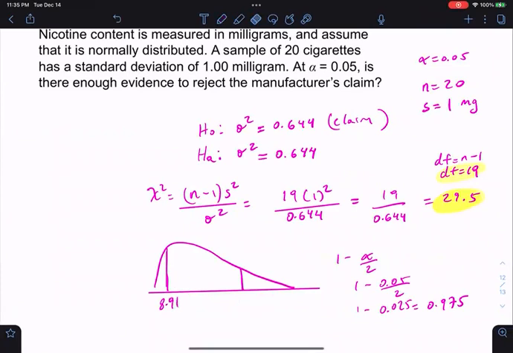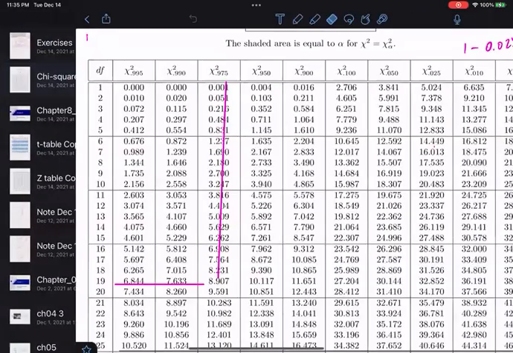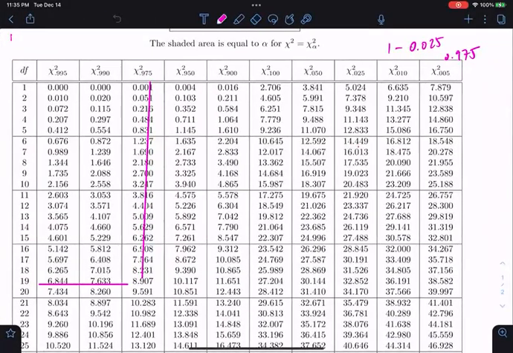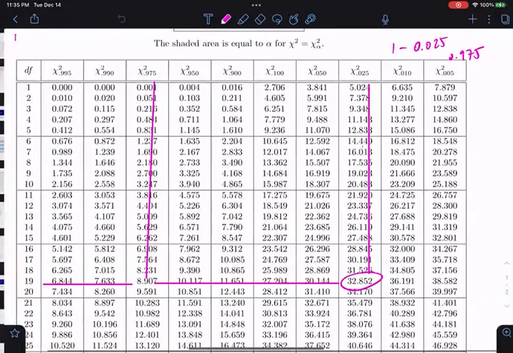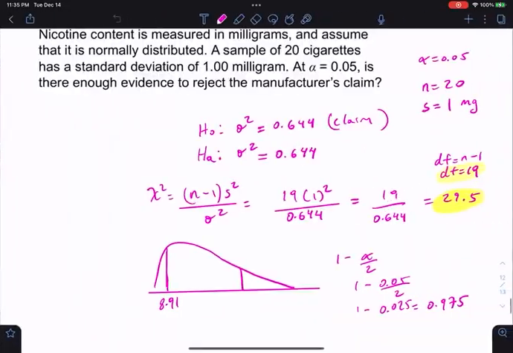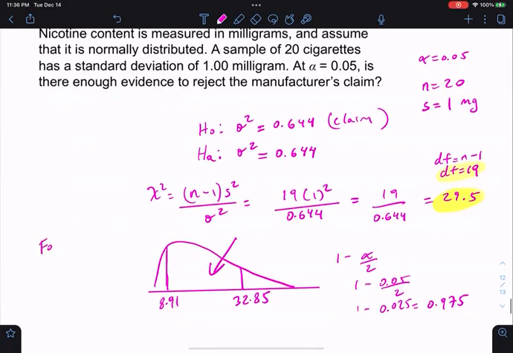And then the other one should be 0.025 and 19. So that's here, right? And that's 32.85. Okay. And we got 29.5. So that's in a non-rejection region again, right? So we failed to reject again. So failed to reject.